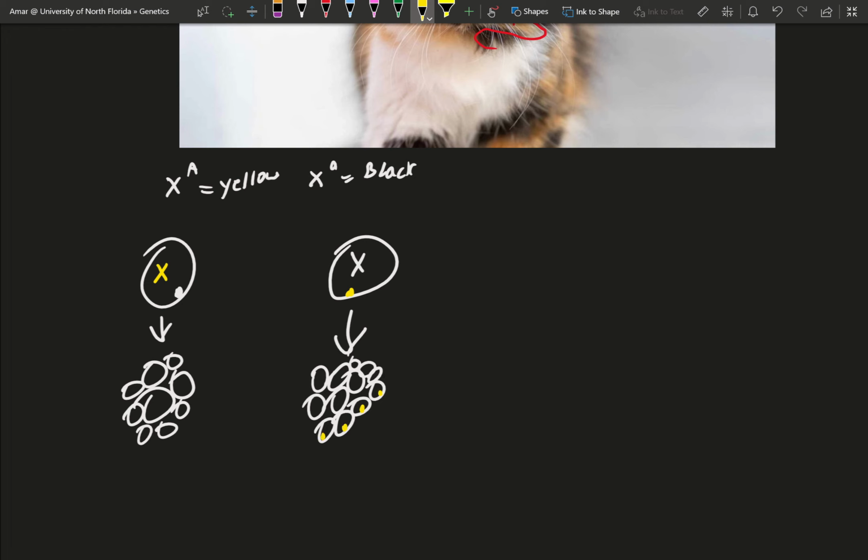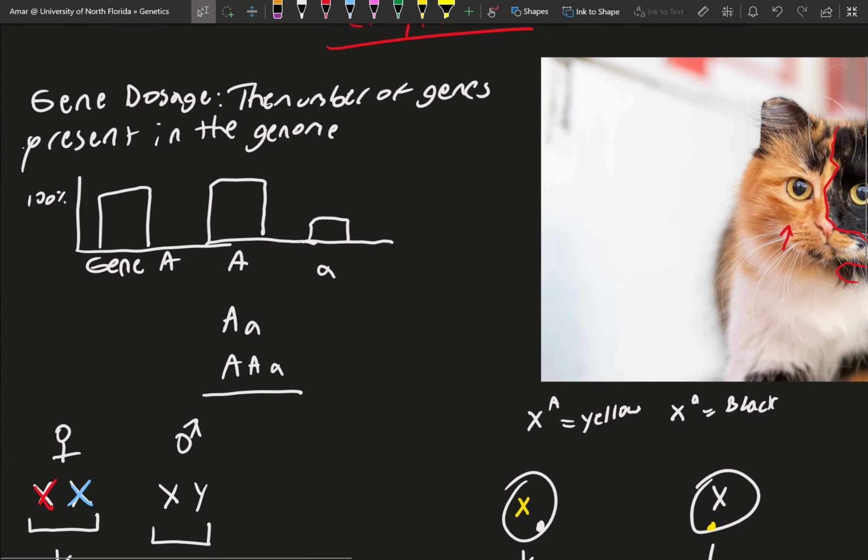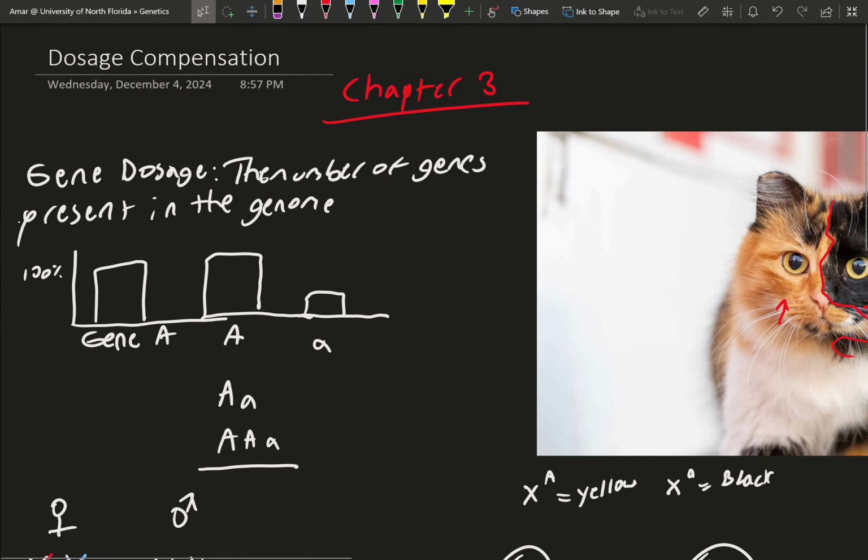But yeah, that's basically how that happens. And we're going to go more into gene dosage as we go over Chapter 4, which is the most interesting part of genetics in my opinion, where you start to go over allelic interactions and different types of epistatic interactions or pleiotropic interactions that play a huge role in determining how a phenotype works. But yeah, that's it.